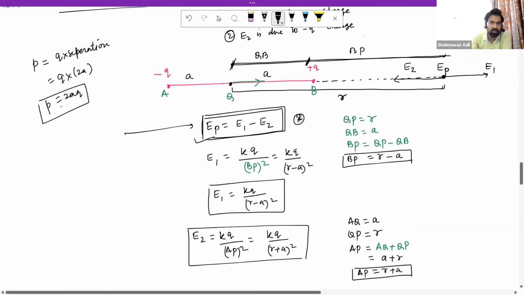2AQ was this. And what was this P? Charge into separation. What was this charge into separation? That was the dipole moment, right? Yes, sir. So this is the dipole moment, right?